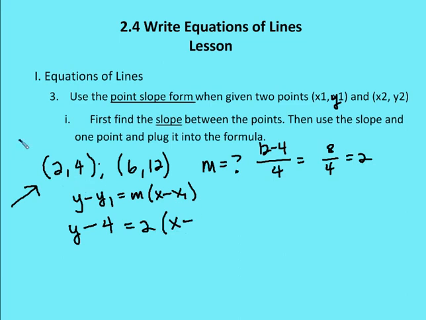So we have to stick with the same coordinate. We can't mix and match coordinates. So x minus 2. And then we express this by adding 4 to both sides, distributing the 2, and we get y is equal to 2x. Now did we do that correctly? So we have 2x minus 4, we add the 4, so your ending result is y is equal to 2x.